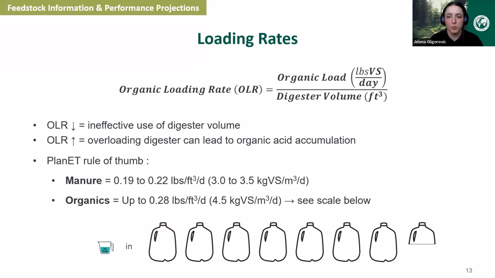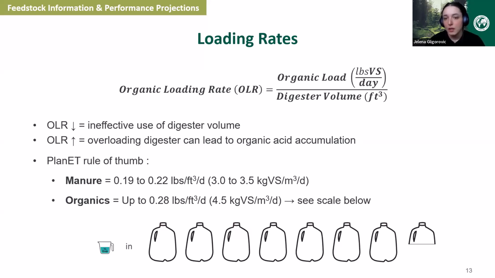I do have here some rules of thumb. So ideal OLRs can vary depending on the feedstock and its composition, the temperature of your digester, and the reactor type. For plain mesophilic CSTR digesters, the general rule of thumb is listed here. So 0.19 to 0.22 pounds per cubic foot per day for manure applications, and then up to 0.28 for organics projects. I'm going to be talking about how this is affected by co-digestion in the next slide here.